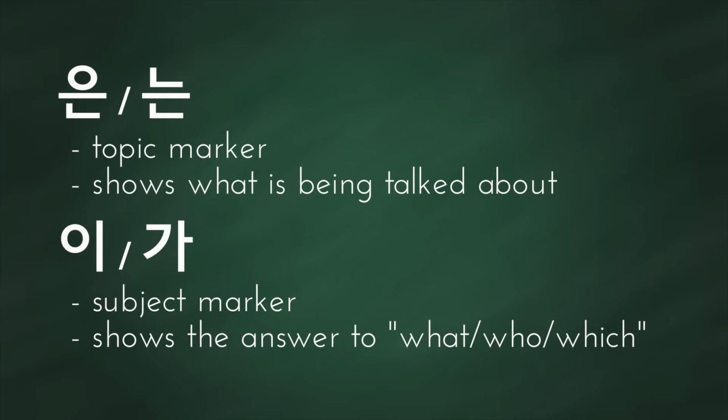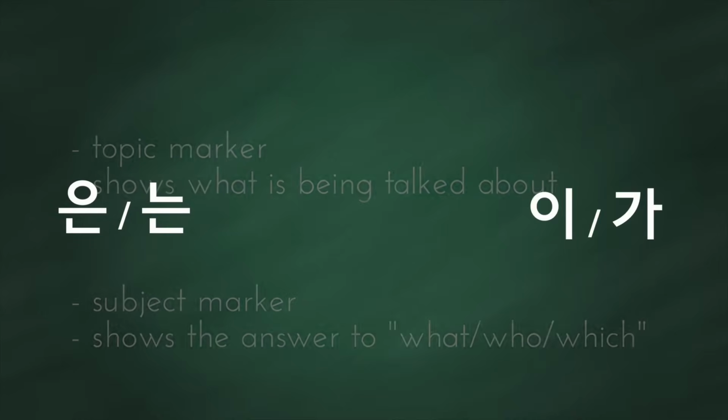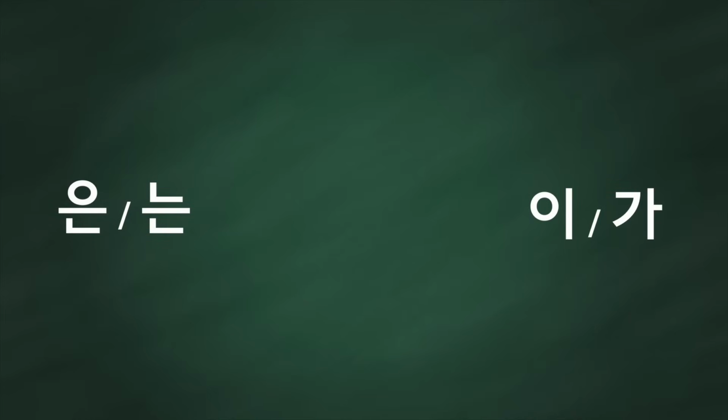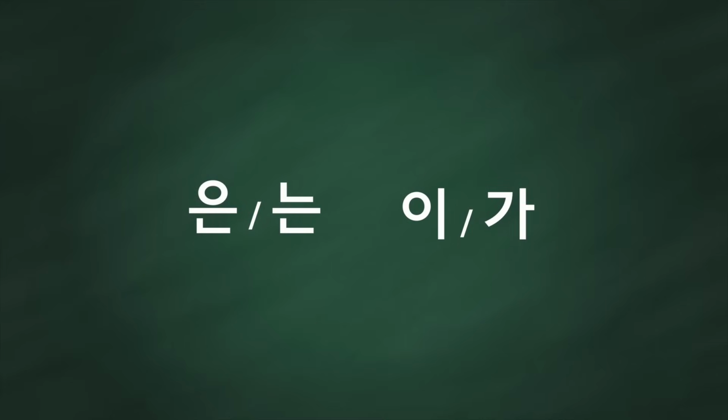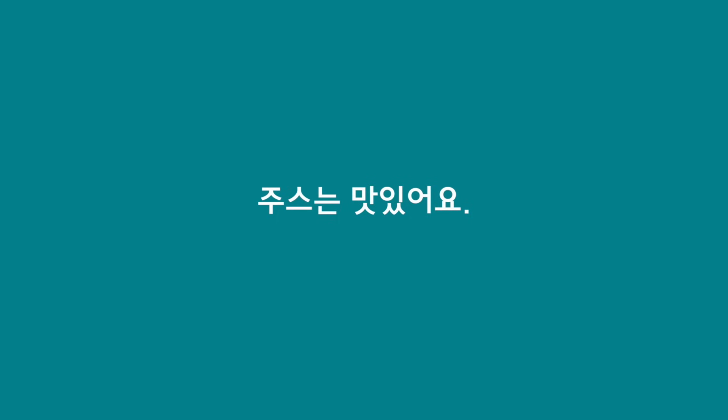But that's not it, unfortunately. There are many sentences in Korean where 은는 and 이가 are used together in one sentence, and that's when things get really, really interesting. So please look at this sentence now. What does it say? 주스는 맛있어요. 주스는 맛있어요. Juice tastes good. You're basically introducing a topic, so you go with the default 는, 주스는 맛있어요, okay? But what if you wanted to add something like 이 카페, this coffee shop, this cafe, to this equation?